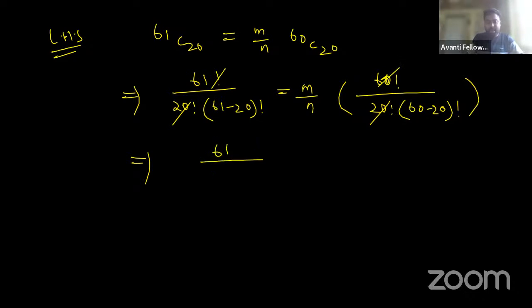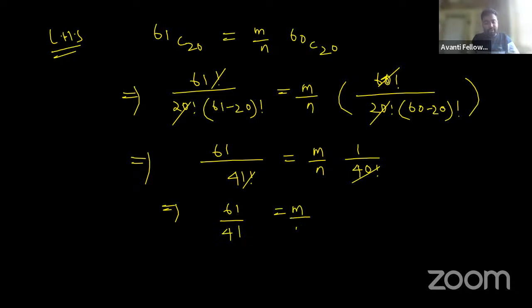61 factorial upon 41 factorial is equal to m by n times 1 upon 40 factorial. Yes, so it will be cancelled out and we'll get 61 by 41 is equal to m by n. So we are getting m by n as 61 by 41. So m plus n will be 61 plus 41, that is 102. So the correct answer is 102 for the last question we have taken.